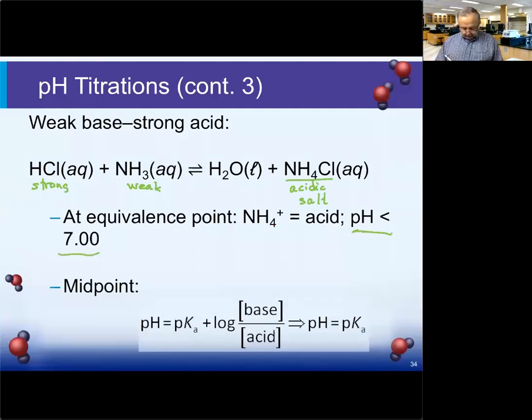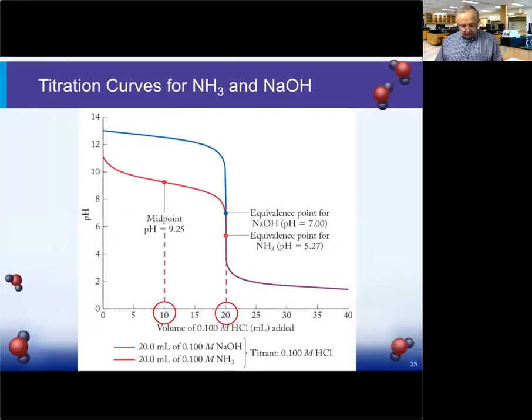At the midpoint, this ratio is equal to 1, and the logarithm of 1 is equal to 0, so the pH equals the pKa. Okay, so here we have a titration of a weak base in red. And the midpoint is pH 9.25. And that is the pKa of the acid.